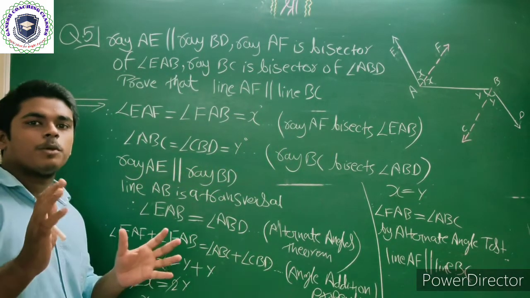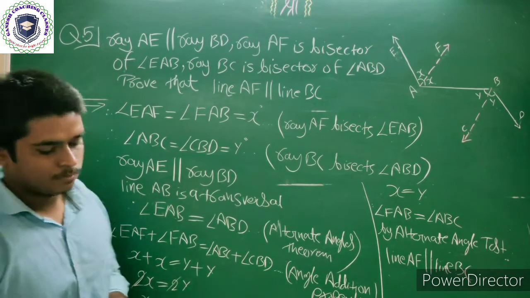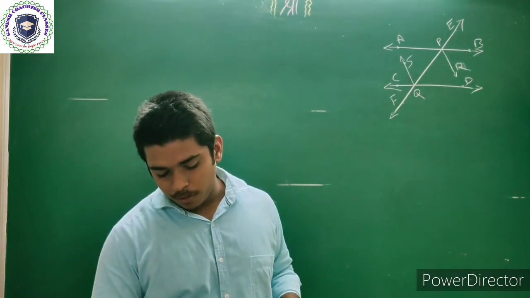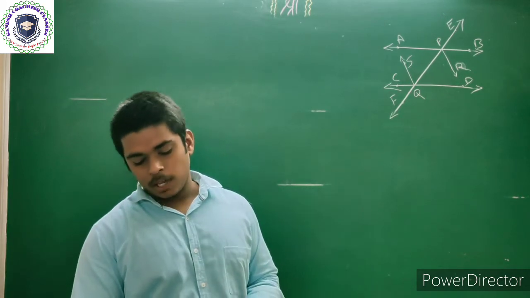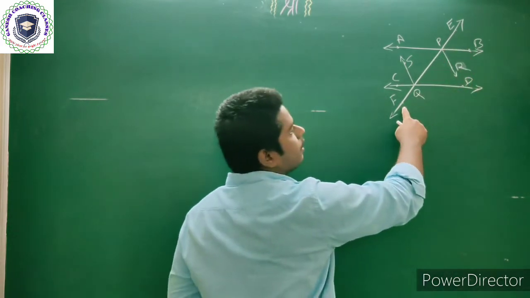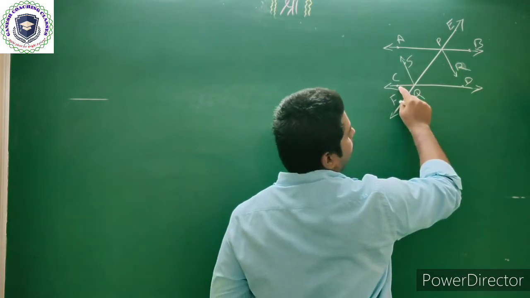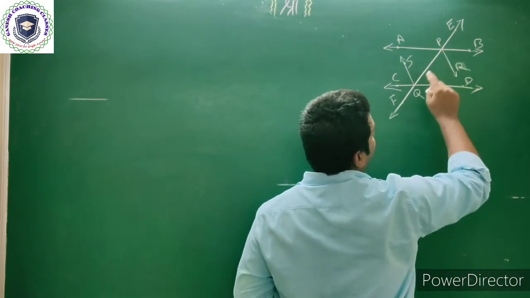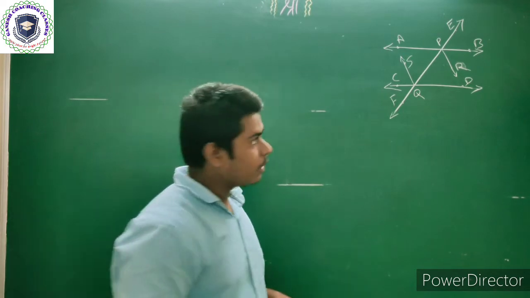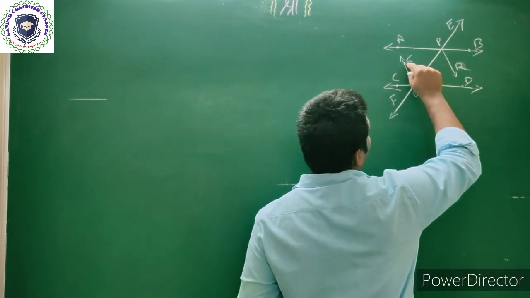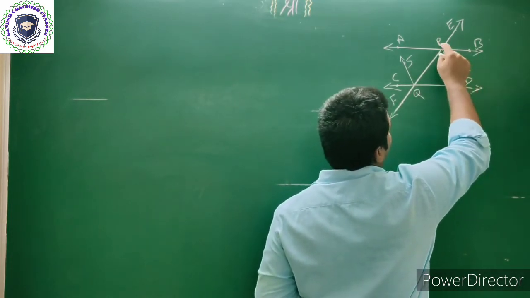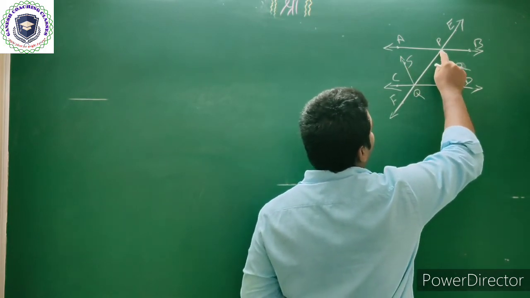Let's start the last question of practice set 2.2, that is question 6. In question number 6 we are given a transversal EF of line AB and line CD, intersecting the lines at points P and Q. Ray PR and ray QS: ray PR bisects angle BPQ and ray QS bisects angle PQC.